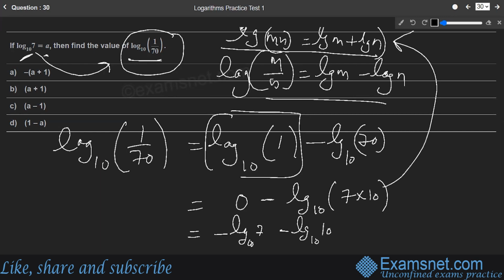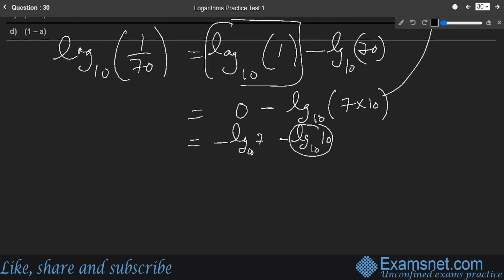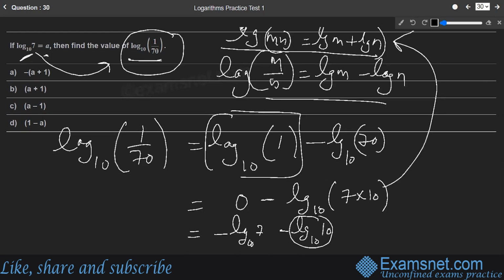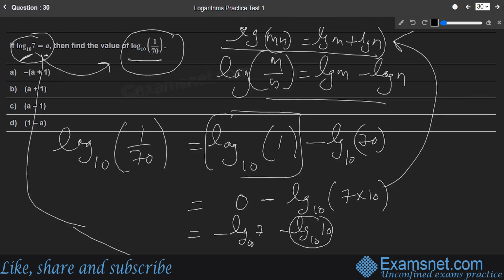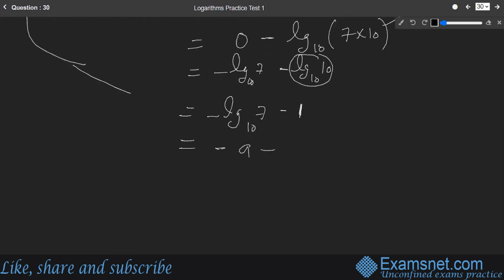Now log base 10 10, that is log of 10, is nothing but again going to be 1. So clearly we get minus of log base 10 7 minus 1. And log base 10 7's value is already given in the expression. Log base 10 7 is given as A. So we can replace log base 10 7 with A, which will give us minus of A minus of 1.